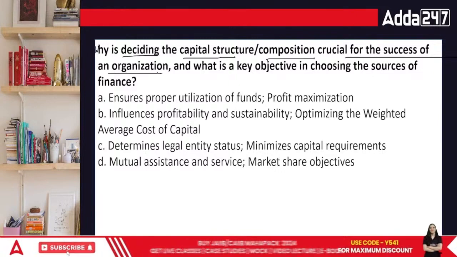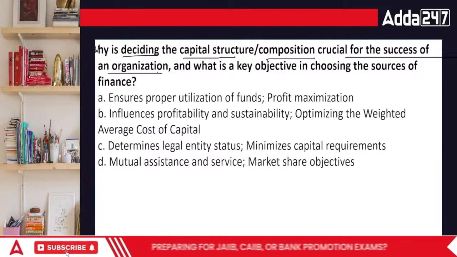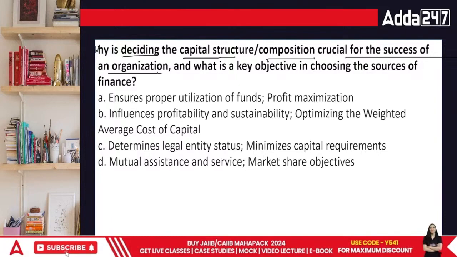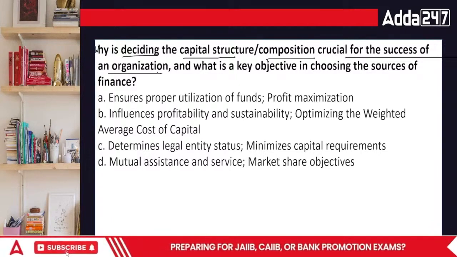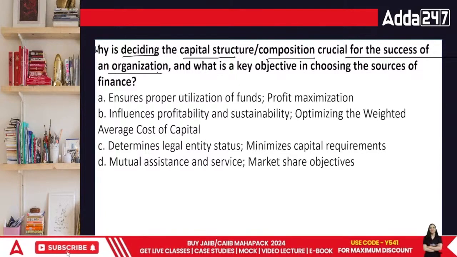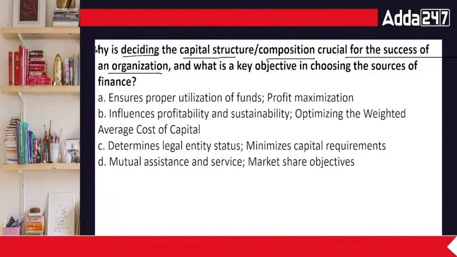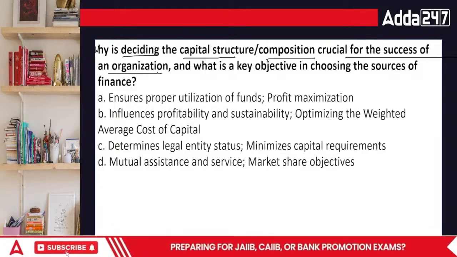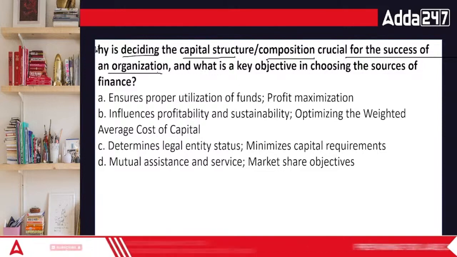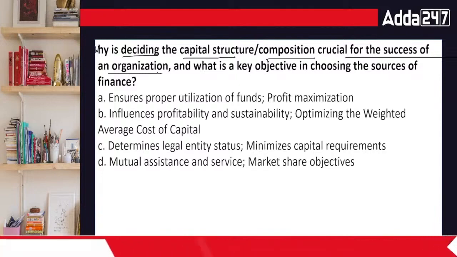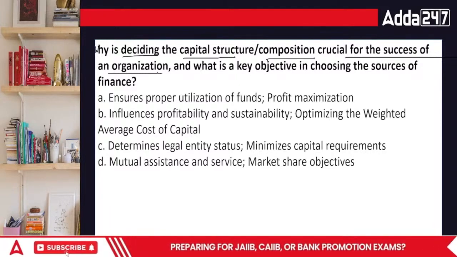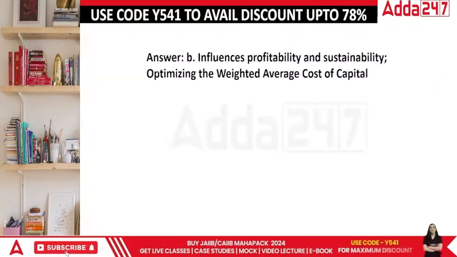What is the key objective in choosing the source of finance? Ensures proper utilization, influences profitability, determines legal status, minimizes capital requirement, mutual assistance and service, and lastly, market share objectives. Why is deciding the capital structure composition crucial? Capital structure is super important. If you don't know whether the debt might be more or the equity might be more, and anybody among them creates a fuss about it, then you're doomed. The organization would be pressurized from both parties and nobody would be happy. Ultimately, it's the organization itself which is going to suffer. In this case, the answer is B.